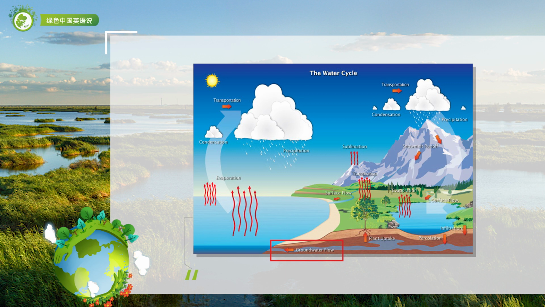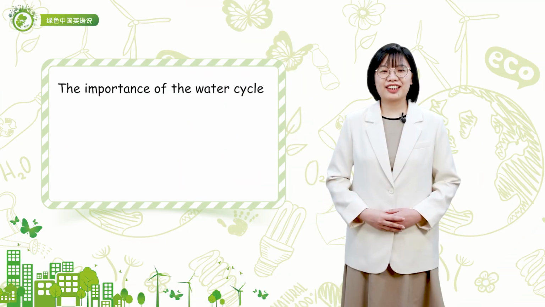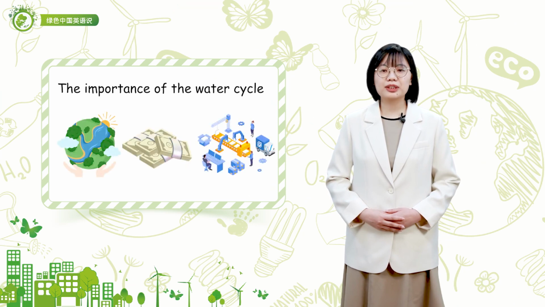Groundwater is the water found underground in the cracks and spaces in soil, sand, and rock. It is stored in and moves slowly through geological formations of soil, sand, and rocks called aquifers. Finally, how important is the water cycle to our environment? The water cycle impacts ecosystems, economies, and our daily lives.